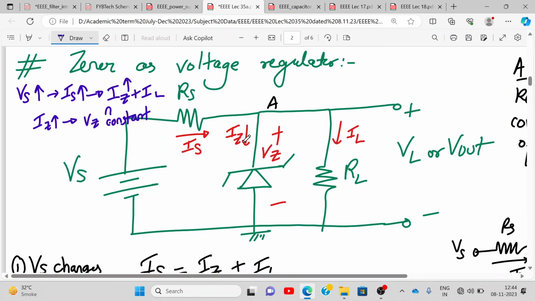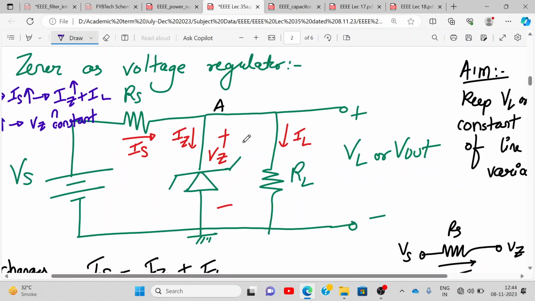Okay. Now, let's test the other case. What is the other case? Load variation. मतलब RL change हो गया. RL changes, but what is constant? Vs is constant. Now tell me, if load resistance RL increases, what will happen to IL? RL का value मैंने बढ़ा दिया. See, VL is I into RL, which is constant, right? If I am increasing the value of resistance, IL will reduce. Simply, IL will reduce.